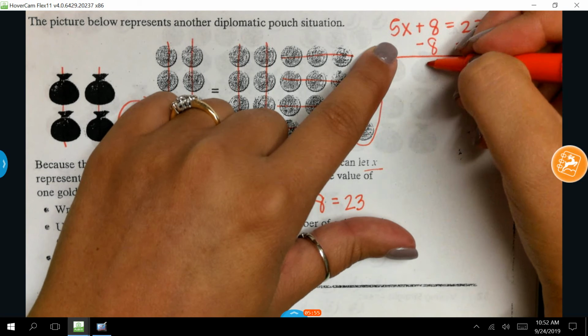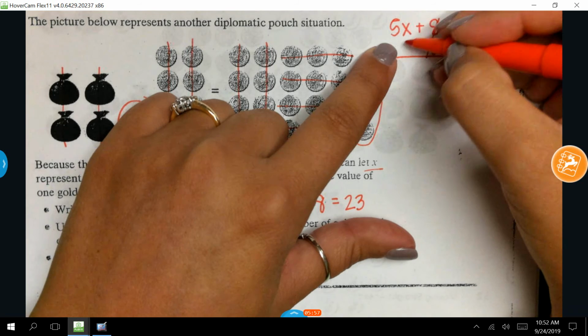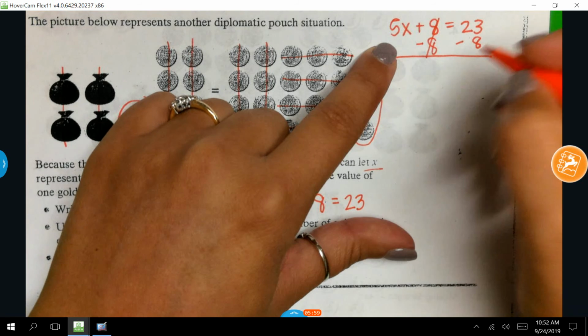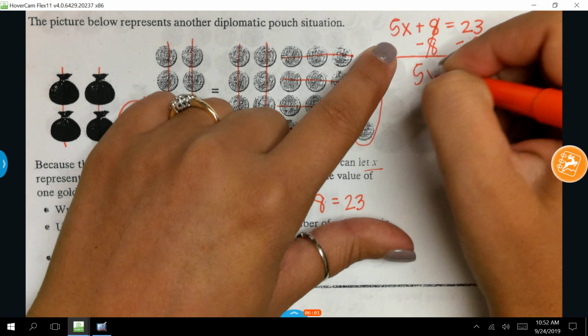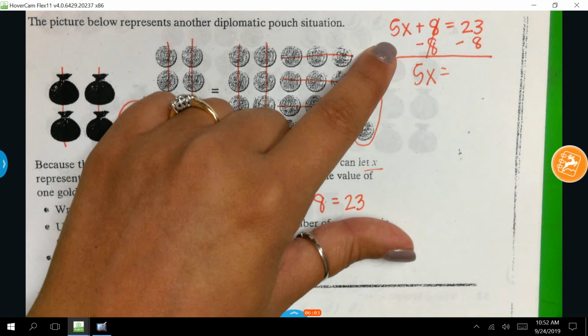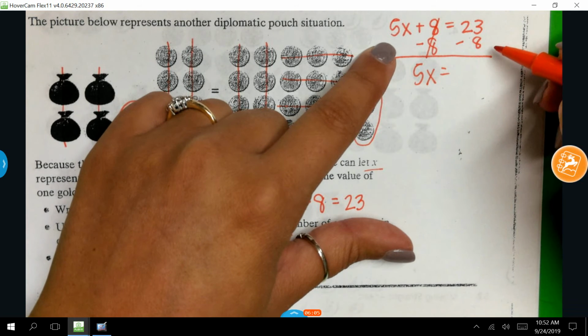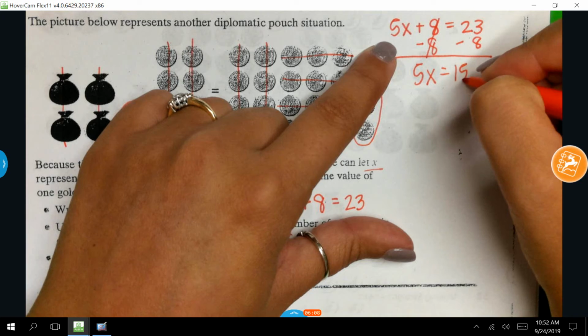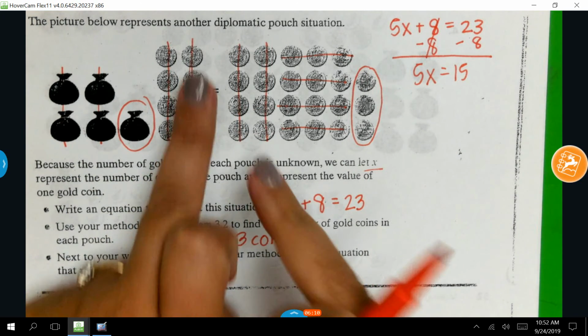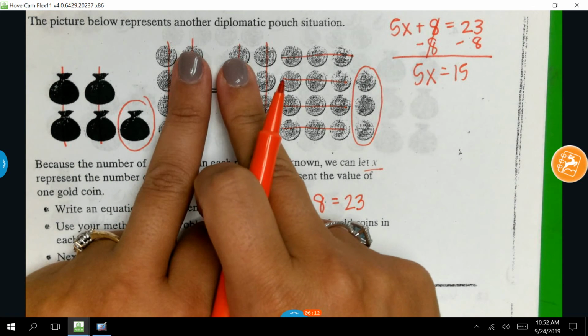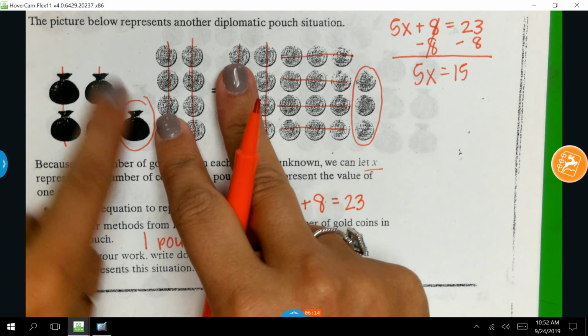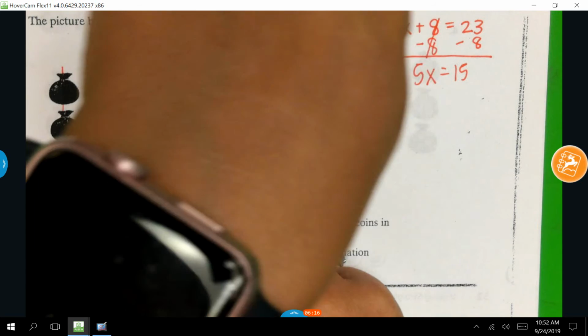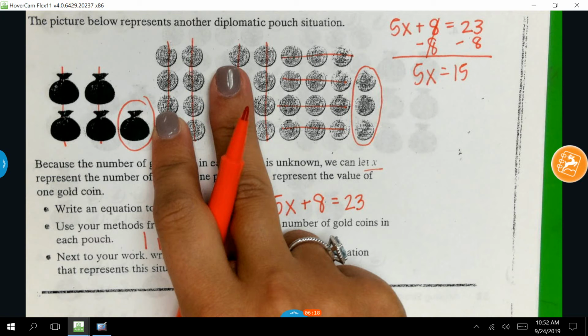0. 8 minus 8 is 0, but what about this? You still have that 5x there. So 5x equals, what do you have over here? 15. Is that what I was left with in my picture when I crossed out my 8 coins? Yeah, I had 5x here equals 15 coins. From there, what did I do?